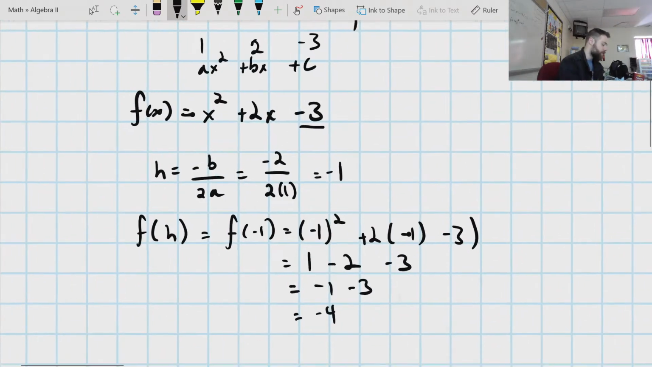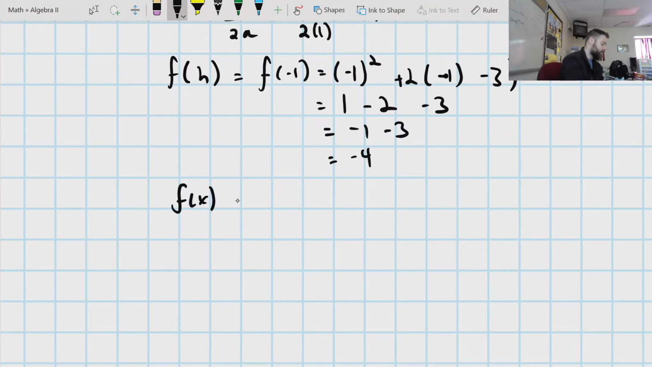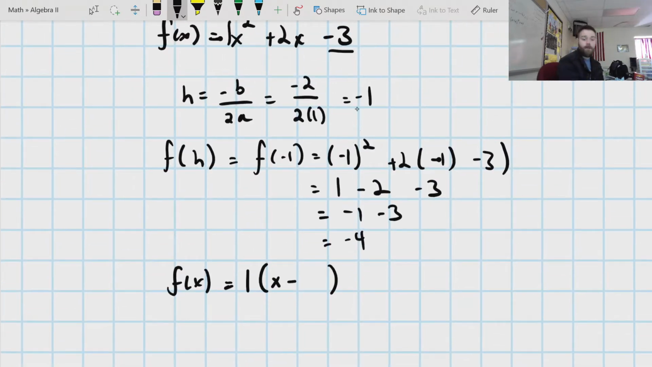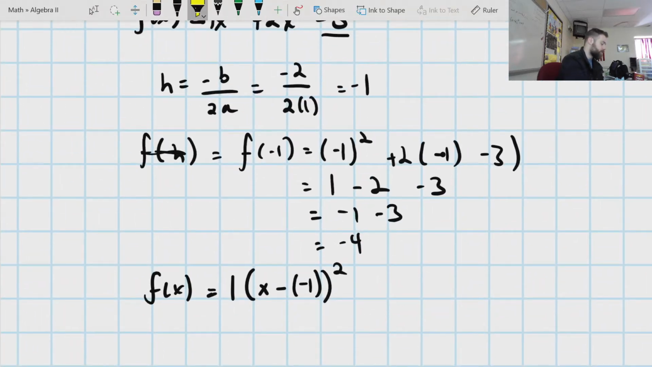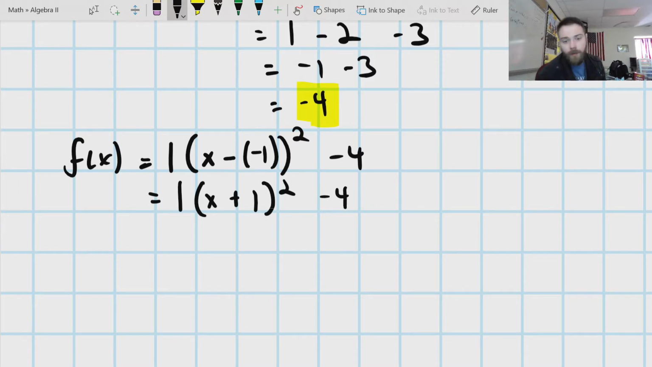So what I'm going to do is construct that function. The a term in f of x, this vertex form, is going to be the same as the a term in your particular function. So in this case, my a term is 1. So I'm going to start to construct f of x. f of x is equal to 1 parentheses x minus h. Now h is negative 1, so I'm going to plug in negative 1 for h, squared. And then my k value is going to be what I got for f of h, which is negative 4. So if I plug that in, I get negative 4 down here. If I clean this up, I've got minus a minus, which is a plus. So x plus 1 squared, and then minus 4.